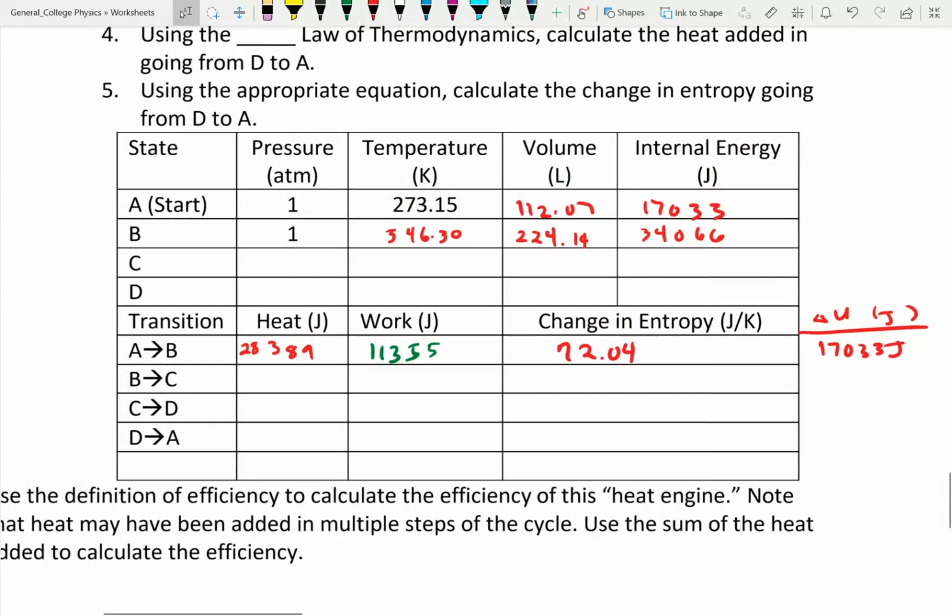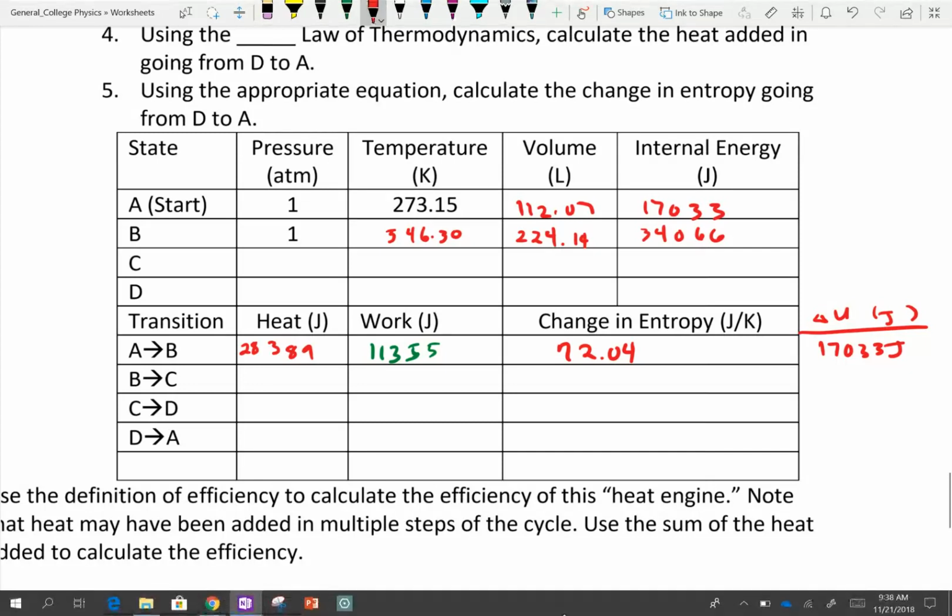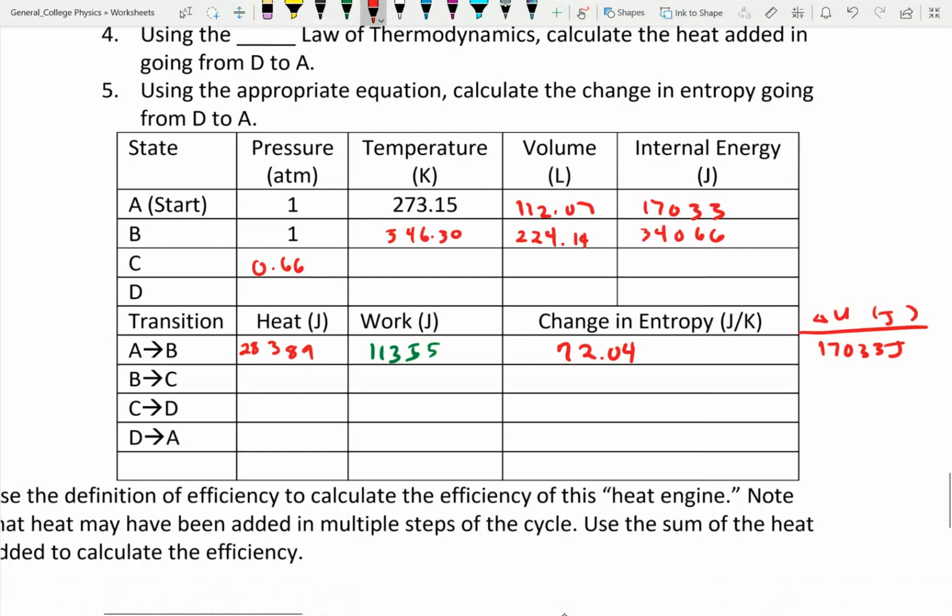So let's fill that one in. So this one here, we've calculated 0.66. I'm just going to put 667 here. And then the temperature is again 546.30. The volume is 336.21 liters. And the internal energy stays the same because the temperature stayed the same. The heat was 9208. The work was 9208. The change in entropy was 16.86. And the change in internal energy was 0.